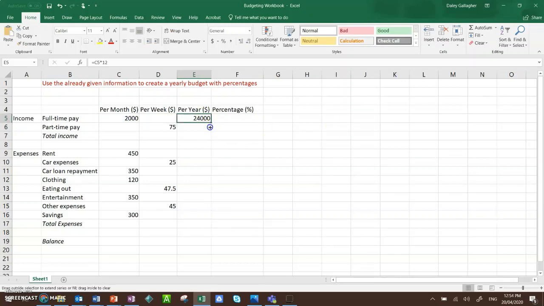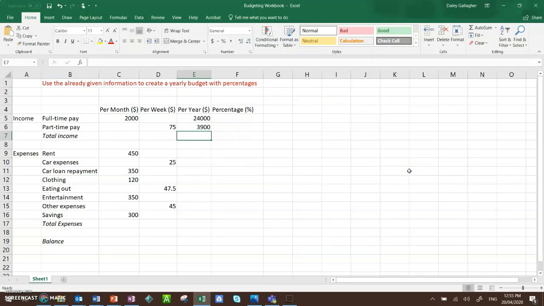Now, it would be nice if I could just drag this formula down and have it finish the rest of it off for me, but we can't actually do that because here in this row, I had a monthly income, but now I've got a weekly income. So the formula I need is actually different because here I need equals and then the $75 per week, asterisk for multiplication, but now I need to multiply by 52 for 52 weeks in a year. So once I do that, I find that the full-time pay is $24,000 per year and the part-time pay is only $3,900 per year.